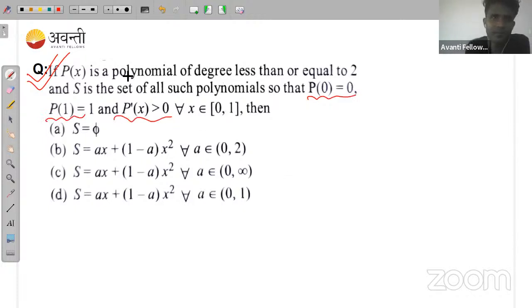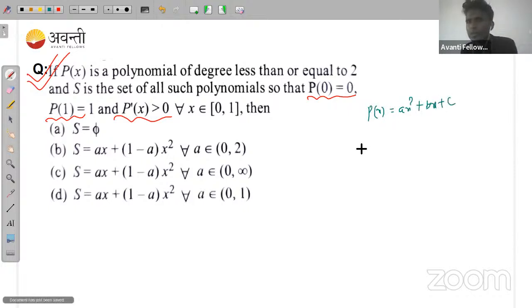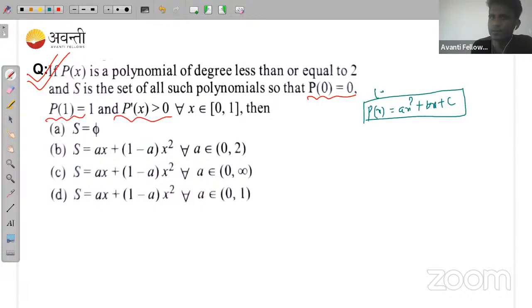Okay. Tell me, p of x is a polynomial of degree less than or equal to 2. That means what? p of x is a quadratic, so p of x will be ax square plus bx plus c. So this is our assumption. Let p of x have degree less than or equal to 2, it can be 2 or less than 2. So you don't know, so you take the highest one, a, b, c, where a, b, c belong to R.